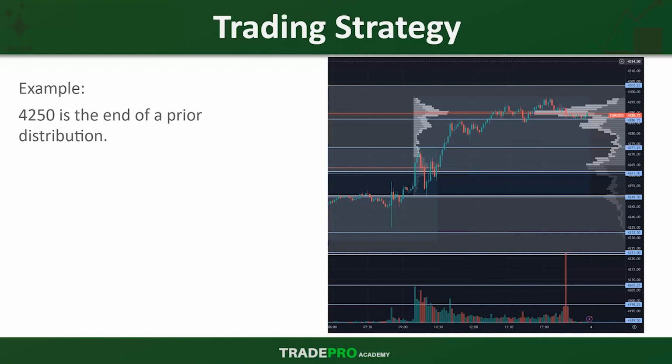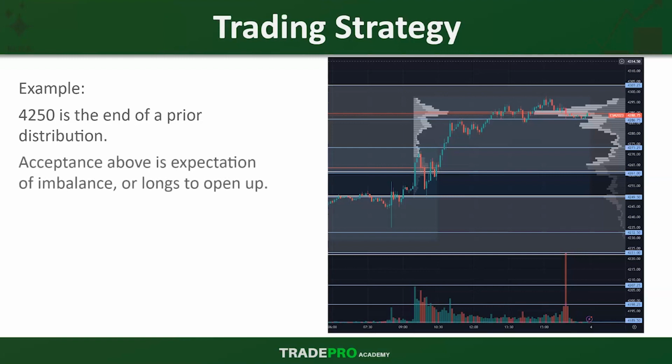42.50 is the end of a prior distribution and the start of a new distribution to push prices higher into the 4300s. Acceptance above is the expectation of balance, right? You expect the balance, meaning that price is going to rotate within that large area, tagging the next ledge to the upside. Or, in other terms, the long should open up as long as we accept above this area.